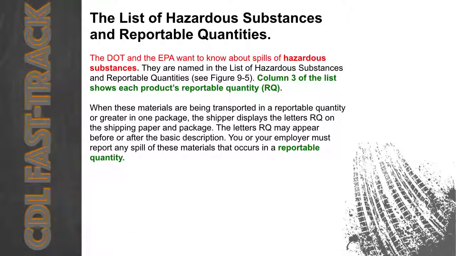The list of hazardous substances and reportable quantities. The DOT and the EPA want to know about spills of hazardous substances. They are named in the list of hazardous substances and reportable quantities in Figure 9-5. Column 3 of the list shows each product's reportable quantity. When these materials are being transported in a reportable quantity or greater in one package, the shipper displays the letters RQ on the shipping paper and package. The letters RQ may appear before or after the basic description. You or your employer must report any spill of these materials that occurs in a reportable quantity.